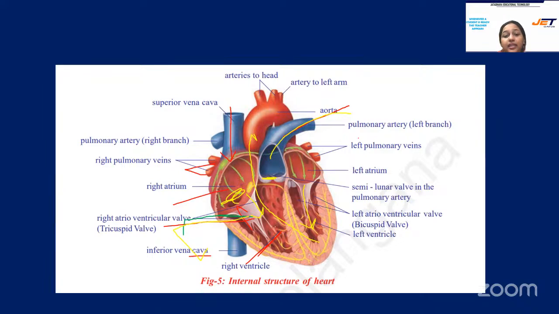Now, mixing does not happen in this. Oxygenated blood and deoxygenated blood both flow simultaneously. Understood? There is a double circulation in the heart. From one side, oxygenated blood, and from the other side, deoxygenated blood is transported to the heart at a time.